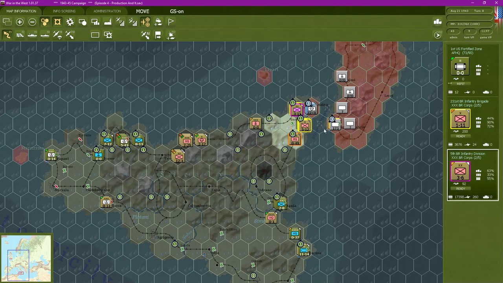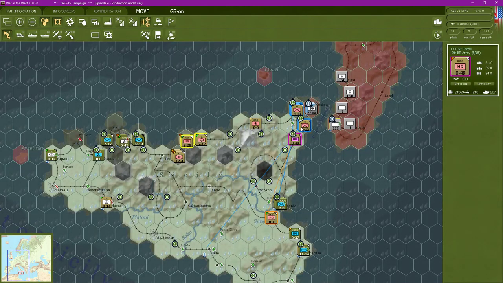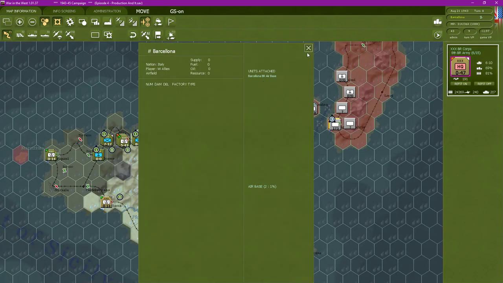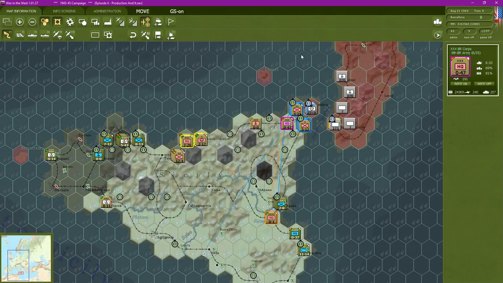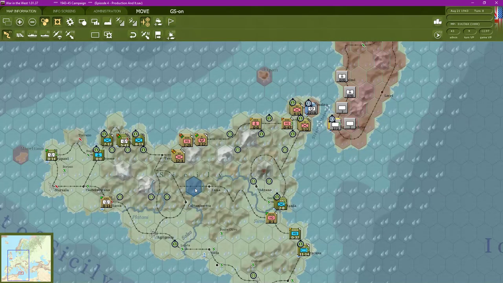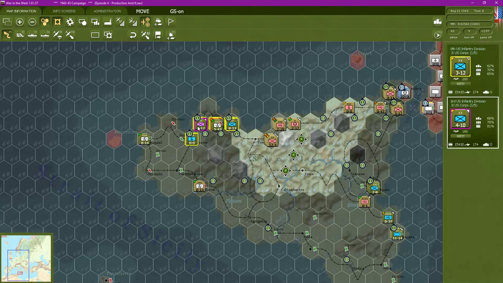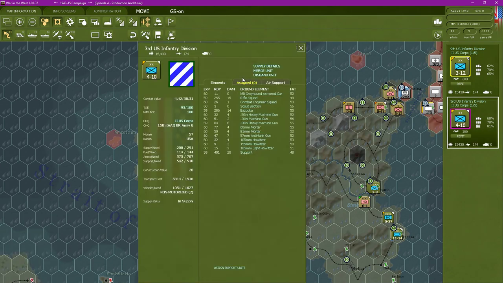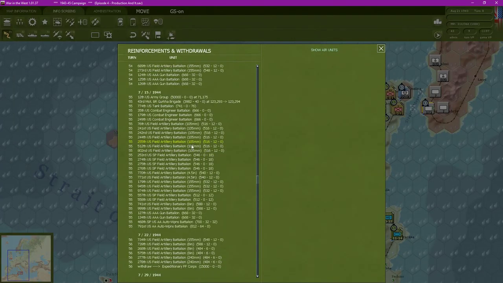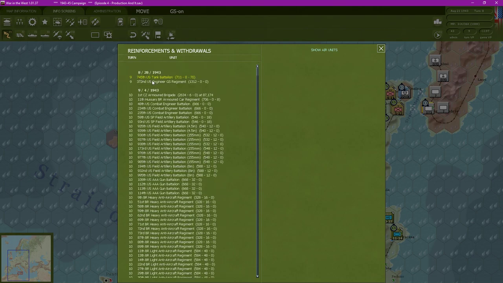Okay, let's see. I would like to create a depot here. Let's see. Right, there we go. Keep refitting. Your table equipment is down. So we need to bring that back up. Right, what do we receive next turn? 745th US Tank Battalion.